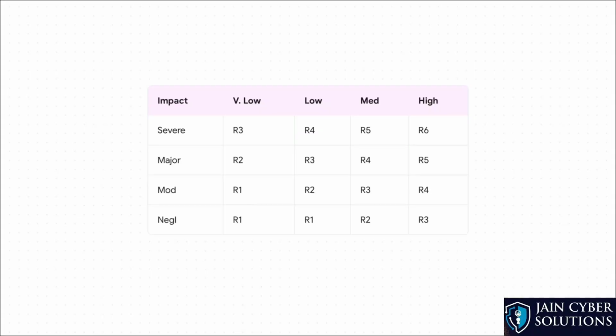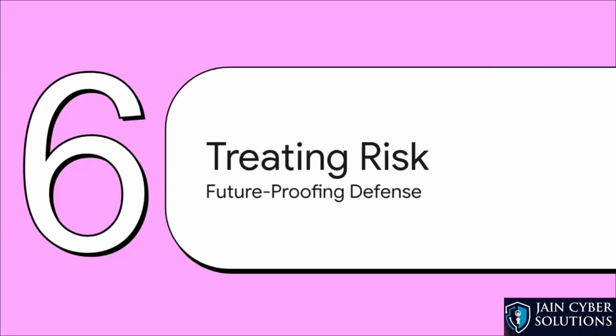Now we put it all together in the risk matrix. We cross-reference our impact on one axis against our feasibility on the other, and it spits out a definitive risk level from 1 to 6. A level 1 might be fine as is, but a level 5 or 6, that tells us we need immediate, serious cybersecurity controls.